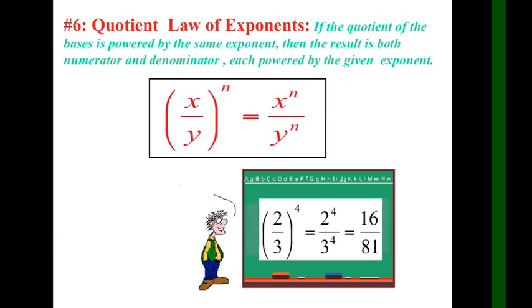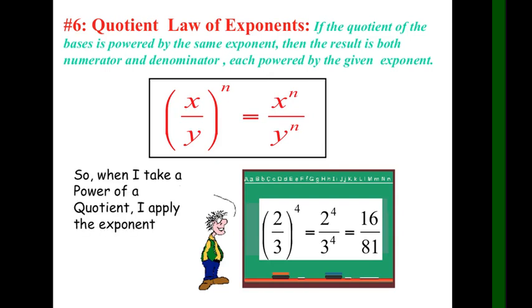Example, 2 over 3 raised to 4 is equal to 2 raised to 4 over 3 raised to 4. And that is equivalent to 16 over 81. Right? 2 raised to 4 is 2 times 2 times 2 times 2. And 3 raised to 4 is 3 times 3 times 3 times 3. So the answer is 16 over 81. So when I take a power of a quotient, I apply the exponent to all parts of the quotient.